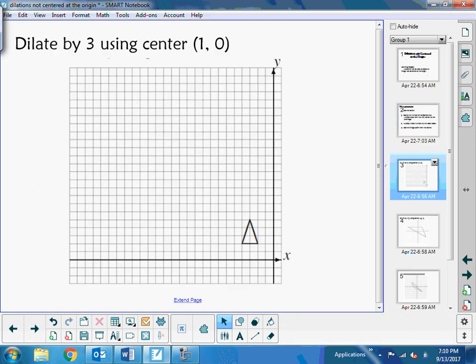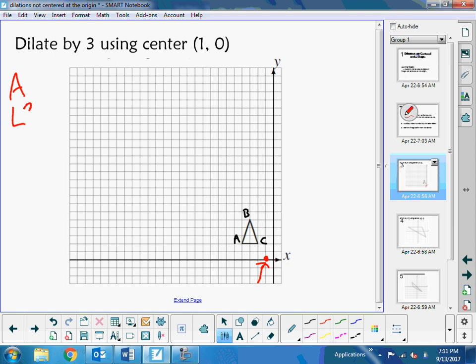So let's start here. First thing we need to do is plot our new center. In this figure, we're going to dilate by 3 using the center 1, 0. So the center 1, 0 is right there. I'm also going to label my 3 points A, B, and C, just to make it a little easier. Let's look at A first. I'm trying to count from my new center to A, figuring out how many places we go up, down, left, and right. It goes 1, 2, 3 to the left, and 2 up. So left 3, and up 2.